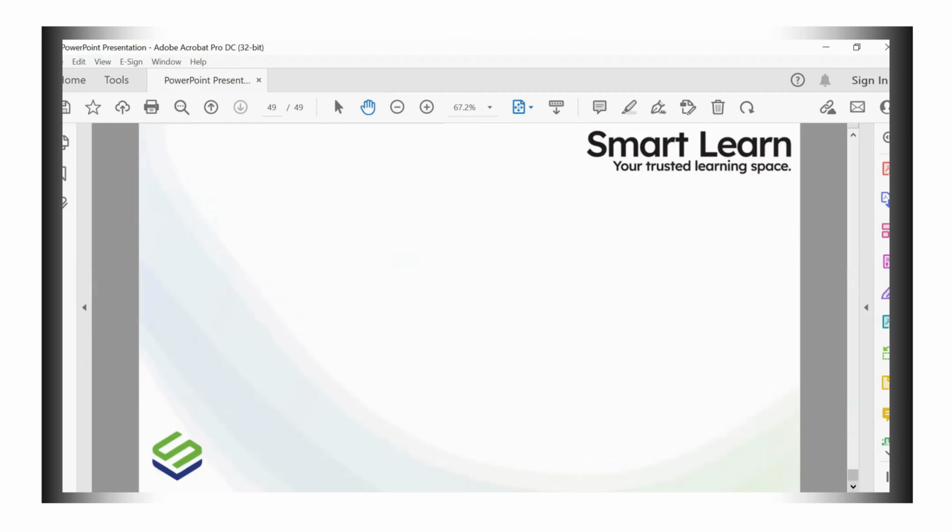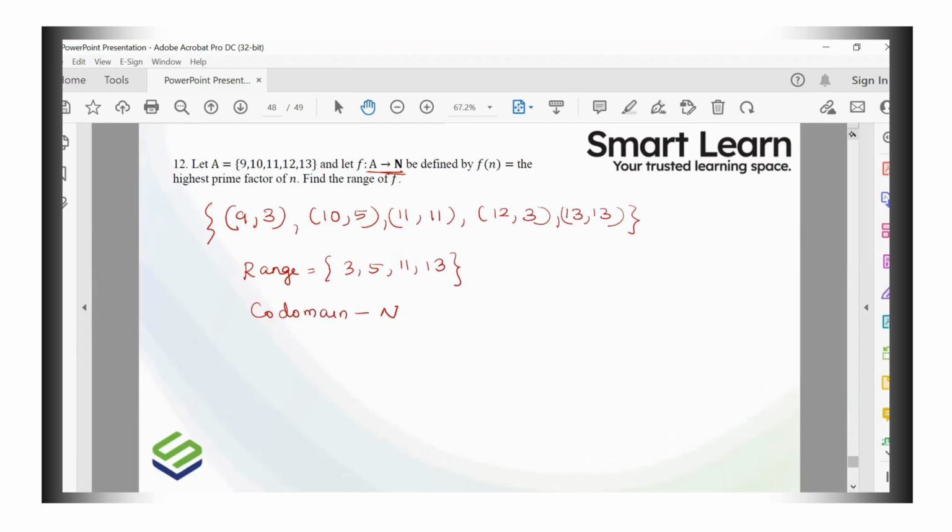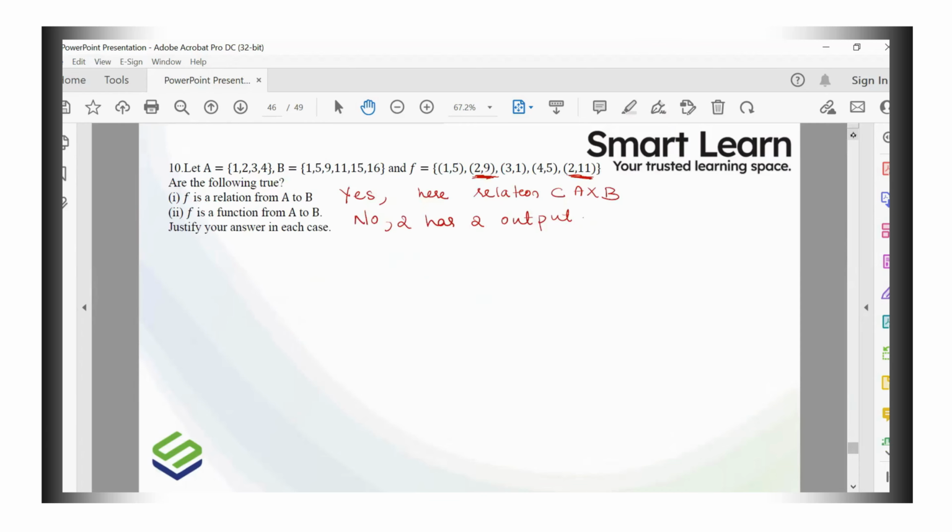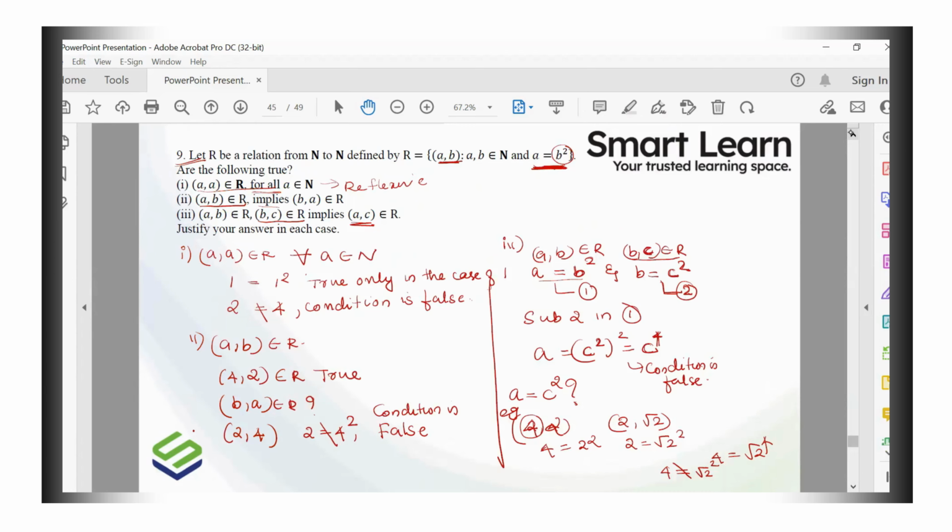Okay, children. So this is our relation and function chapter. Okay, so go through all the questions, children. In the miscellaneous, this question is important. Okay, this 9th question is important.